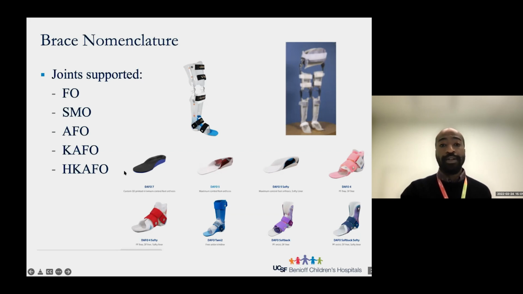Ankle foot orthotics, or AFOs, are really commonly used and can help manage in-toeing and some rotation at the tibia or knee, and can help to prevent things like crouch gait and improve the energy in a child's walking pattern. KAFOs, seen here, are named as they support the knee joint as well as the ankle and foot, and then HKAFOs go all the way up to the hip.